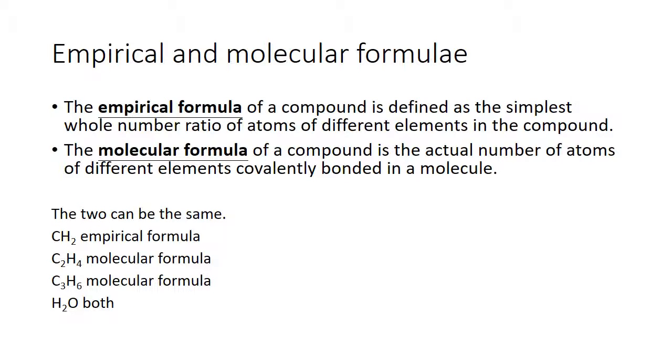Okay, so empirical and molecular formula. The empirical formula of a compound is defined as the simplest whole number ratio of atoms of different elements in a compound, whereas the molecular formula of a compound is the actual number of atoms of different elements covalently bonded in a molecule. And the two can be the same. For example, you can have an empirical formula of CH2, but different molecular formulas, which we'll illustrate on the next slide. And water is both the empirical formula and molecular formula for water.